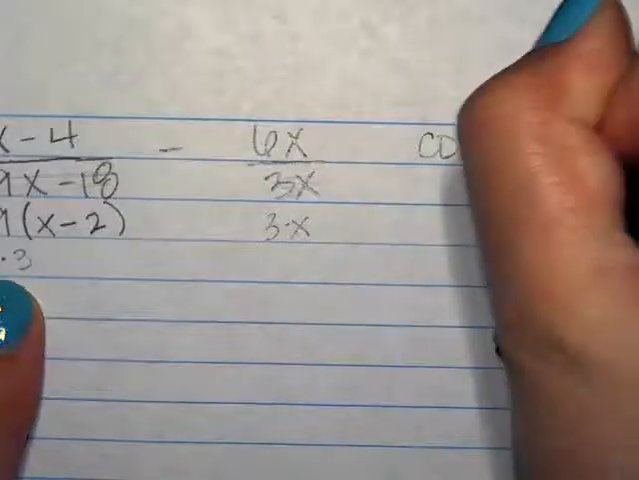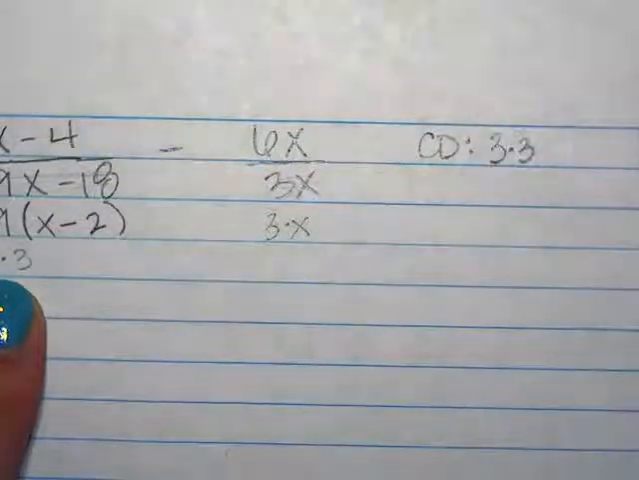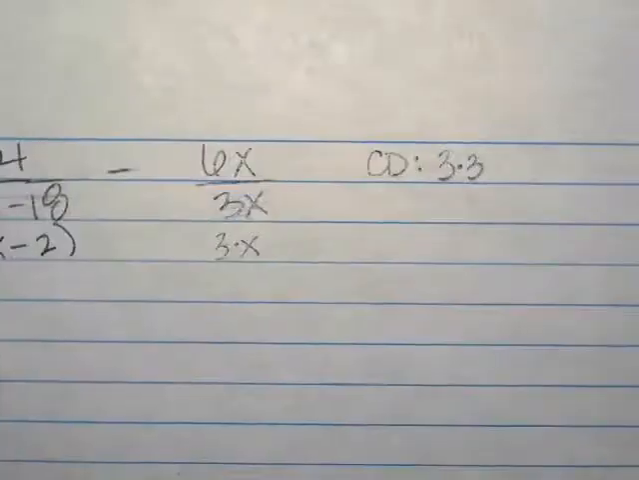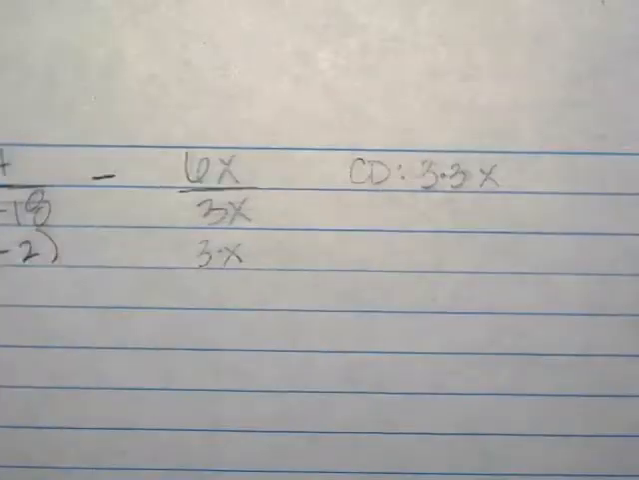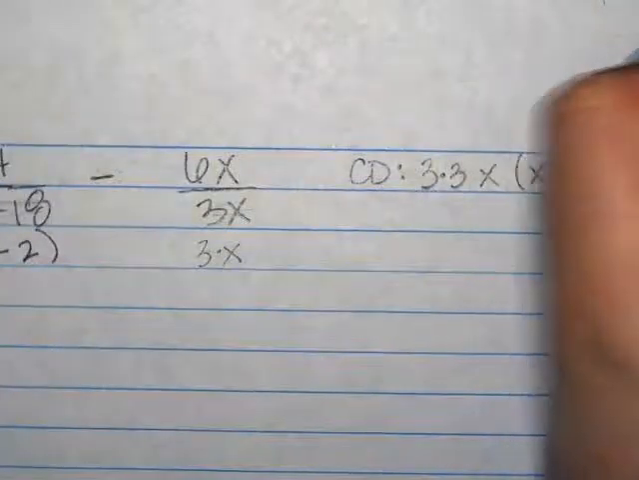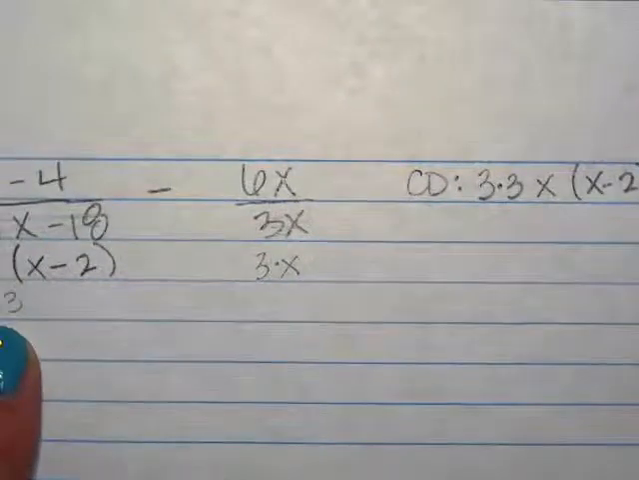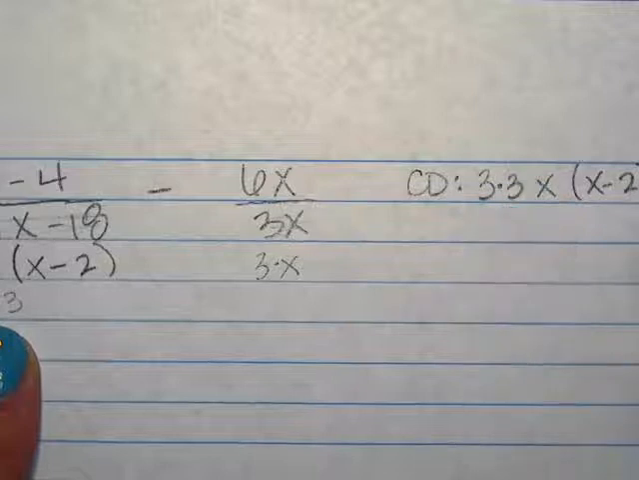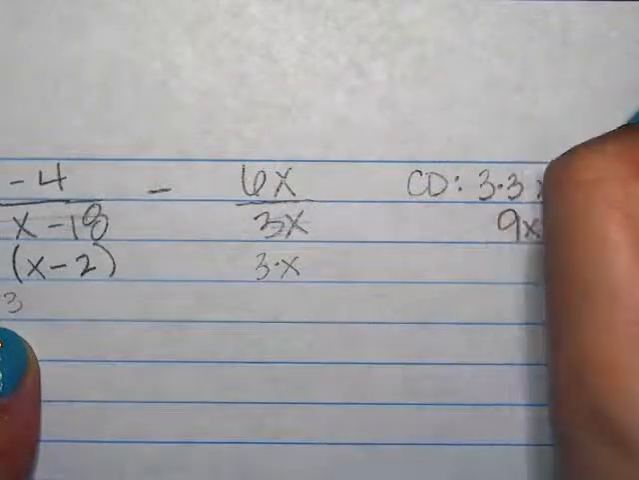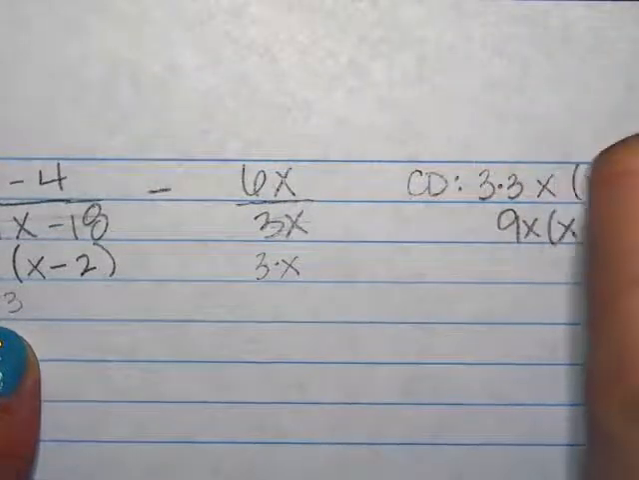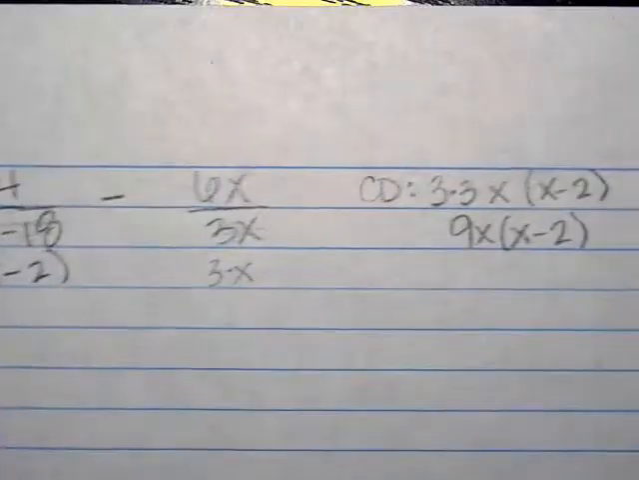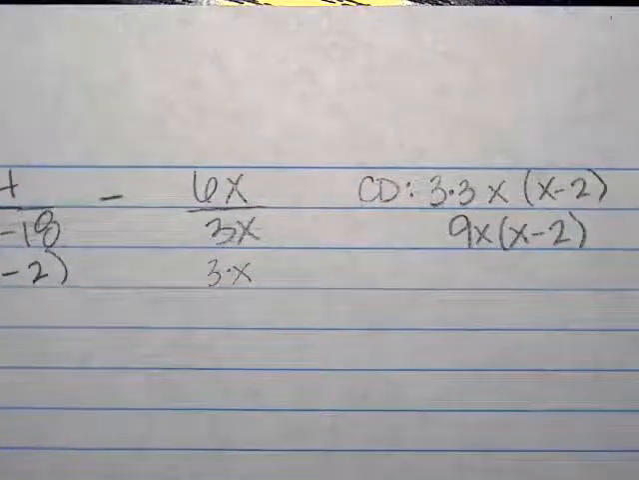So 2 3's. What else does our common denominator need to have? An x. And then what else does it need to have? It needs to have an x minus 2. Okay, so we're going to make a conclusion that our common denominator is 9x times x minus 2. Are we comfortable with that conclusion? Can we kind of see how we arrived at it? Okay.